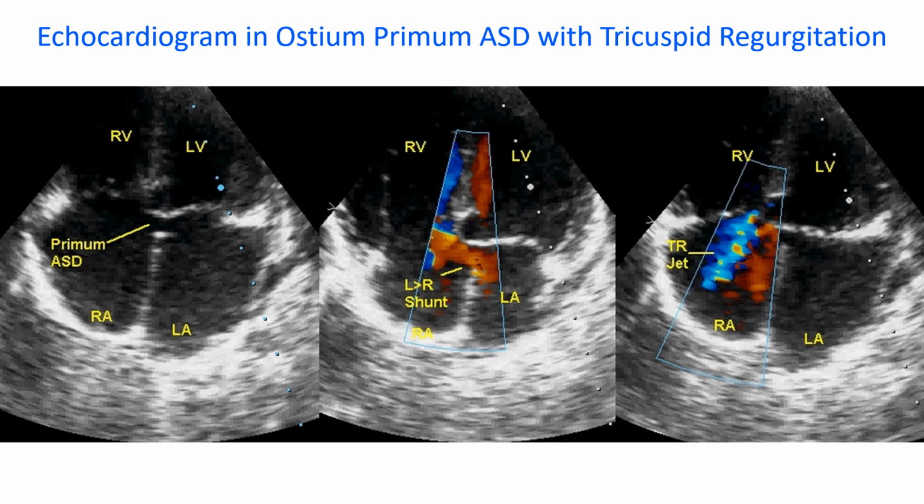There is another type of defect known as sinus venosus ASD. Sinus venosus ASD can occur near the superior vena cava or the inferior vena cava. The former is more common than the latter and can be associated with defects in the sinus node, the pacemaker of the heart, situated nearby.